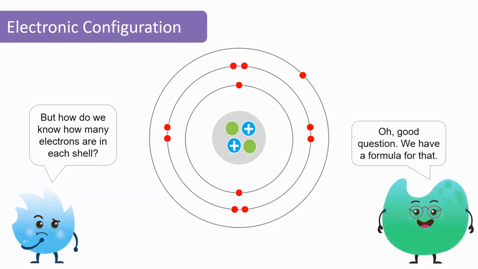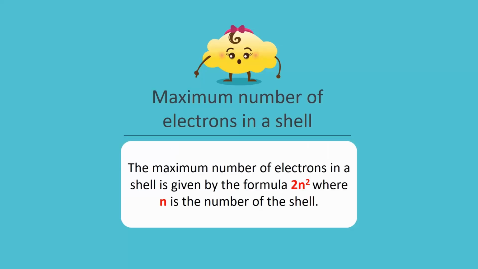Oh, good question. We have a formula for that. The maximum number of electrons in a shell is given by the formula 2n squared, where n is the number of the shell.